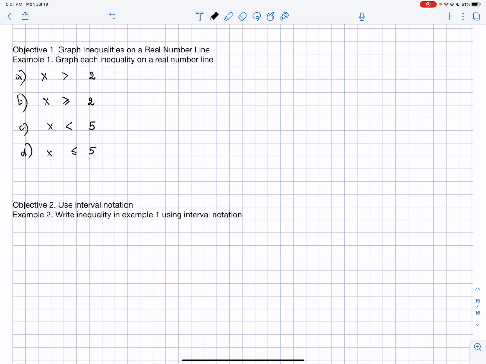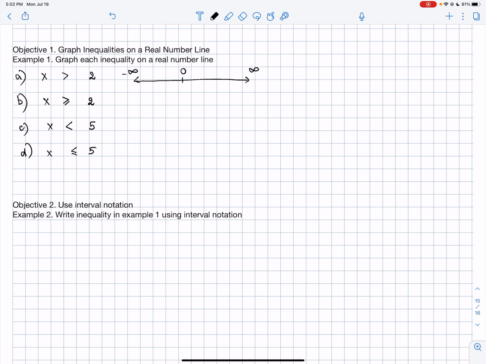Objective number 1: write inequality on a real number line. Example 1: write each inequality on a real number line. So imagine we have a real number line. Going to the right side is the positive direction. Going to the left side is the negative direction. We have 0 somewhere in the middle.